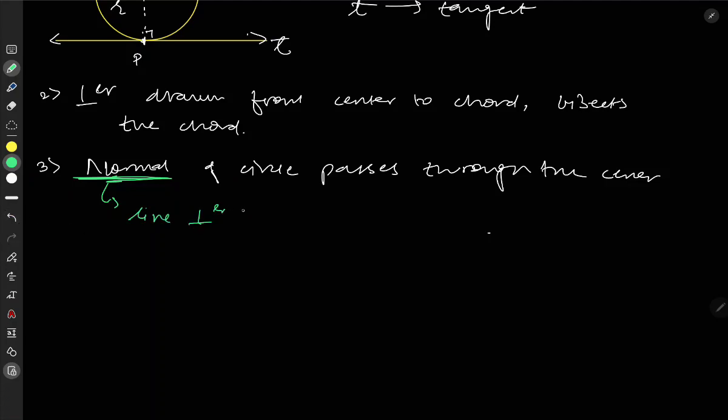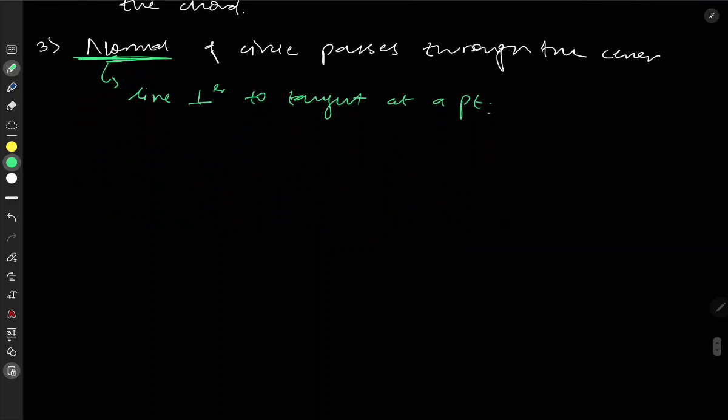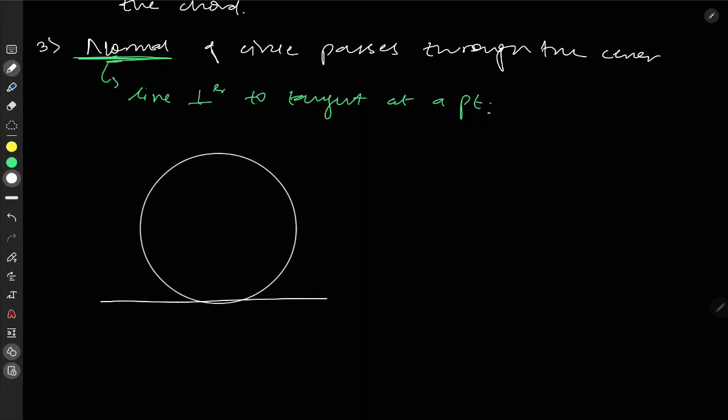Let us write it: line perpendicular to tangent at a point, and it can be diagrammatically expressed like this. This is a circle. Let this be the tangent T. Let this be the center C. And now the normal at this point is perpendicular to T, and I can represent it like this.